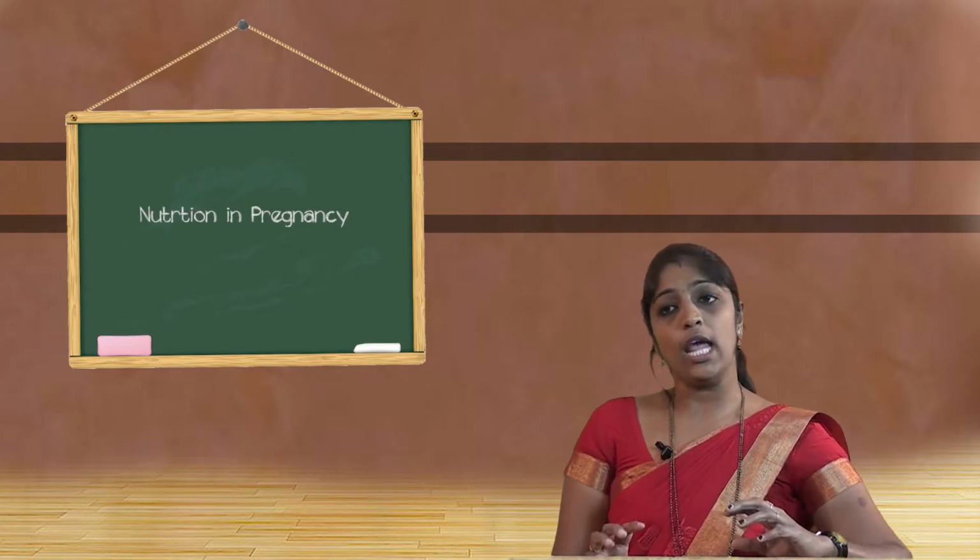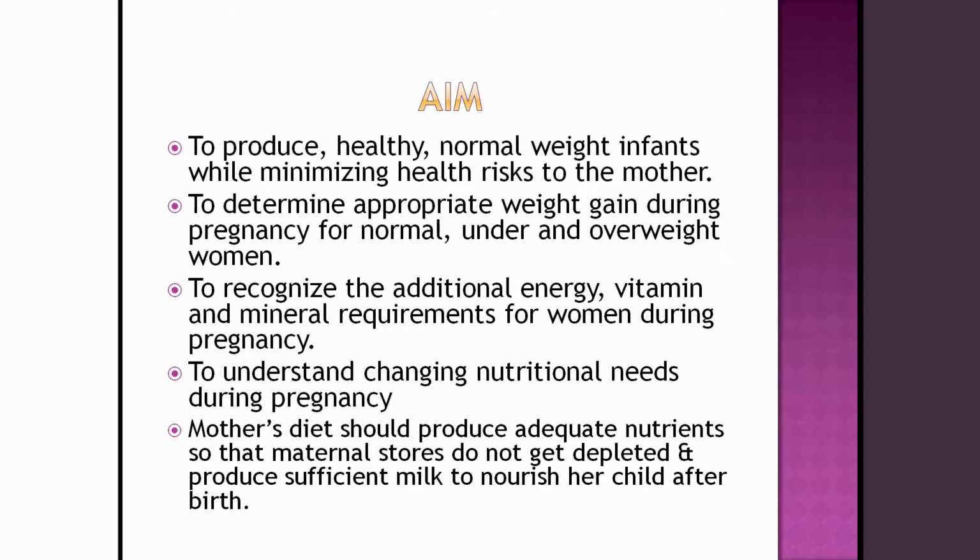So what is the aim of nutrition? The aim of nutrition is to produce healthy normal weight infants by minimizing the health risk of the mother, and the second thing is appropriate weight gain. For example, there will be normal weight, underweight and overweight women. So we have to balance the weight gain during pregnancy, and give appropriate guidelines to increase the weight during pregnancy.